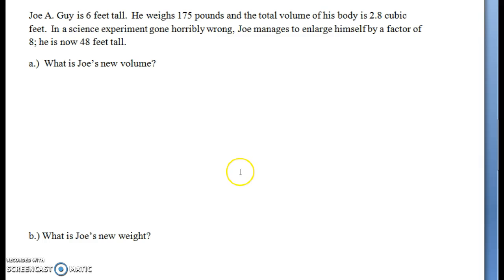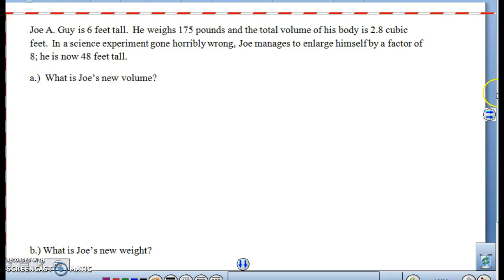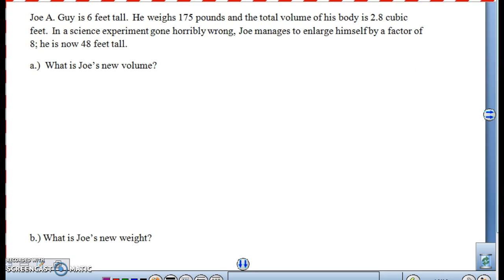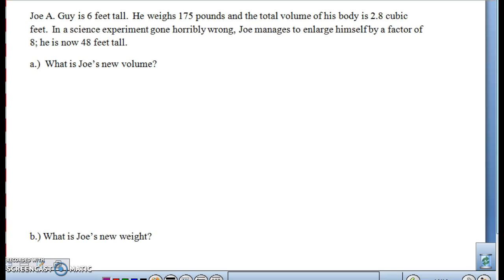Joe A. Guy is 6 feet tall. He weighs 175 pounds, and the total volume of his body is 2.8 cubic feet. In a science experiment gone horribly wrong, Joe manages to enlarge himself by a factor of 8. He is now 48 feet tall. So that means that he increased by a factor of 8.